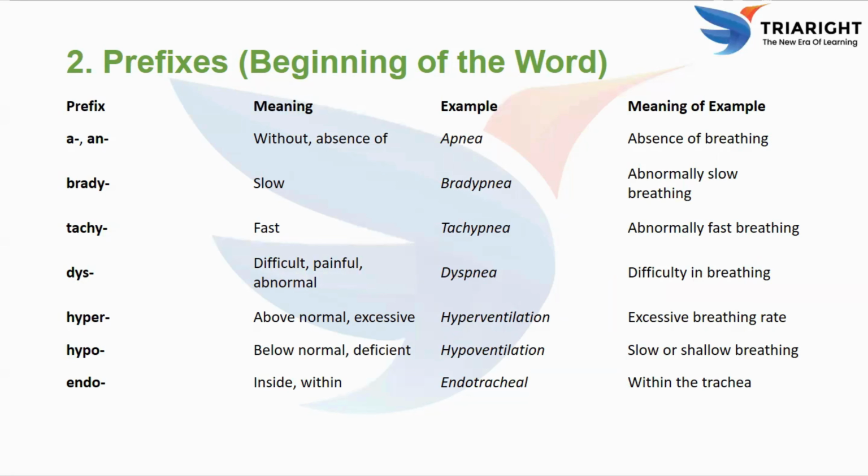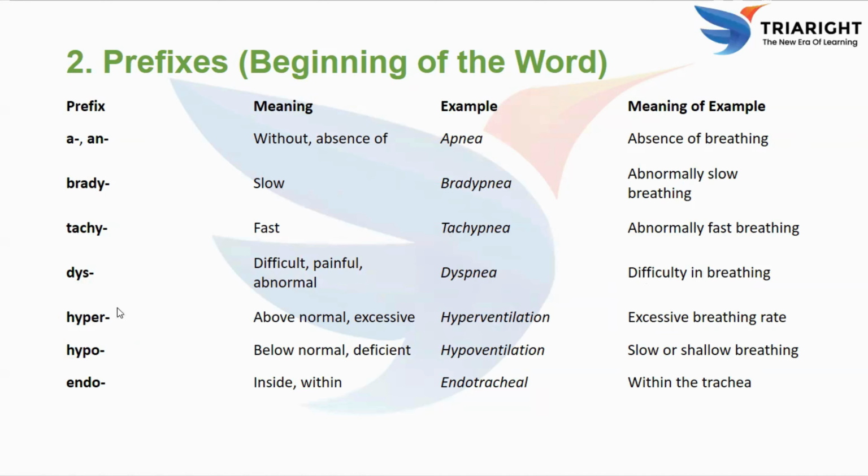So what is it? A or an means without or absence of. For example, apnea. Apnea means no breathing or absence of breathing. And the next prefix, brady. Brady means slow. Example, bradypnea. Pnea means breathing, right? So brady means slow, so abnormally slow breathing. So tachy. Tachy means fast, abnormally fast breathing.